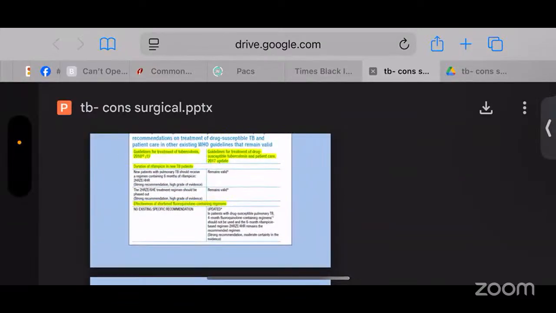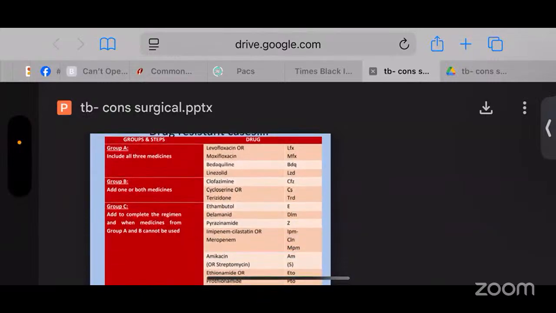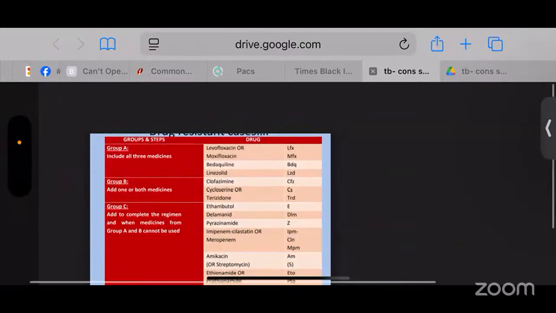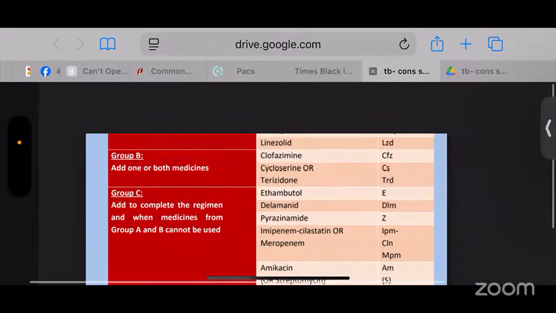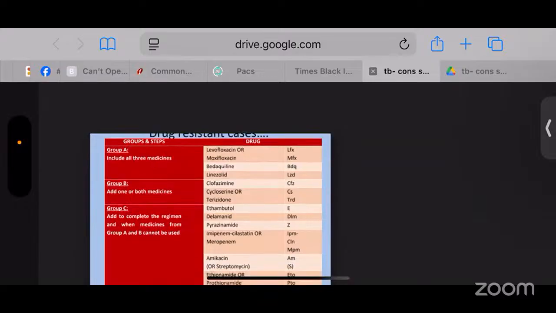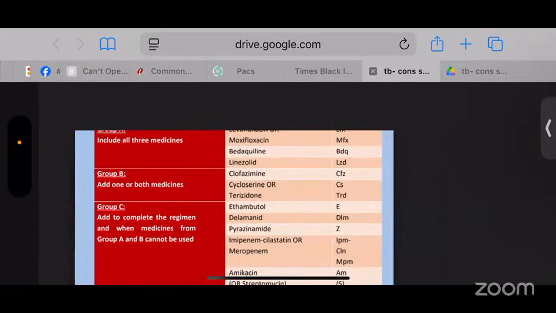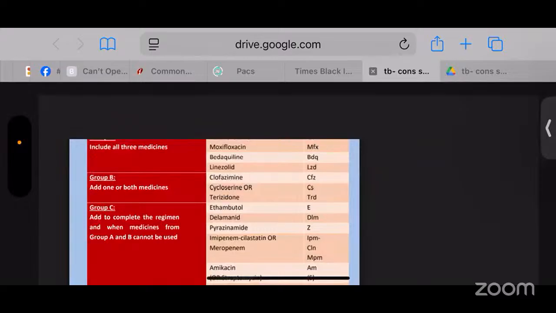And there have been WHO guidelines which have been coming up again and again. Right now, with the advent of newer drugs, all the TB drugs are being classified into 3 groups. Group A has linezolid, levofloxacin, and bedaquiline, so I remember it as the acronym LLB. All 3 drugs of group A have to be included.